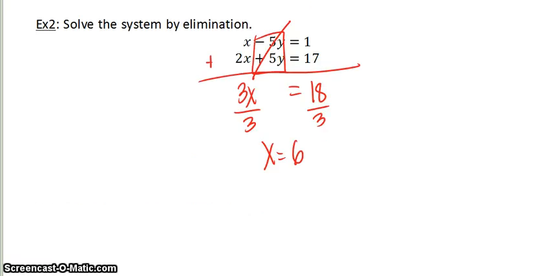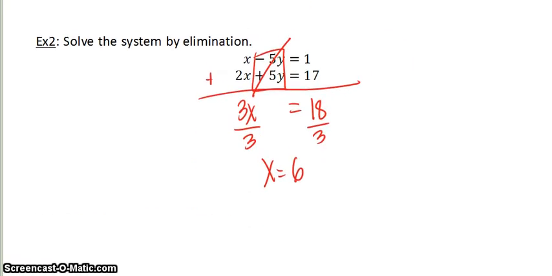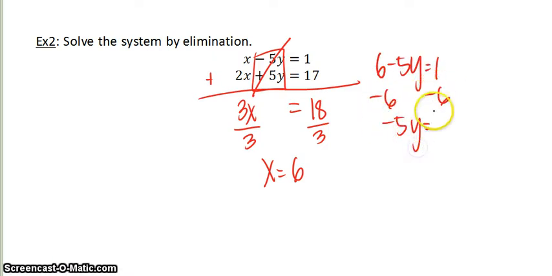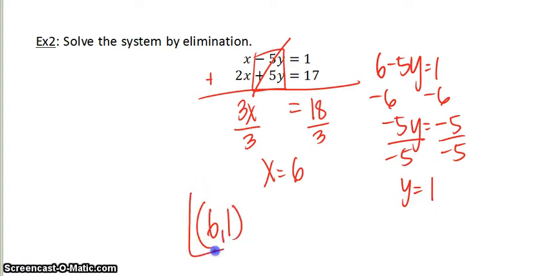And then we're going to plug it back into either one. So I'm going to do the first one again. 6 minus 5y equals 1. Subtract the 6. Negative 5y equals 1 minus 6, which is negative 5. Divide by negative 5, which is y equals 1. So we have 6 comma 1.